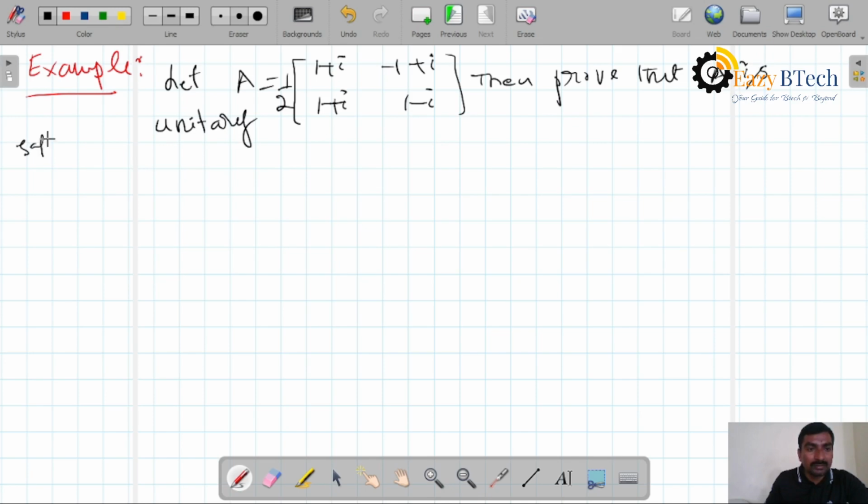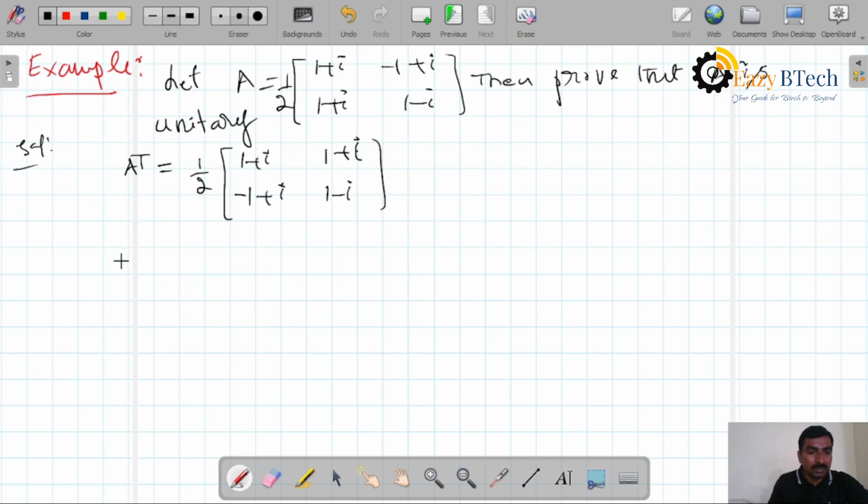See the solution. The given matrix A you already know. Now just find A transpose. For A transpose, 1 by 2 is the constant, leave it. Transpose means convert rows into columns. See the first row 1 plus I, minus 1 plus I, so the first row is converted into the first column. Now the second row 1 plus I, 1 minus I is converted into the second column.